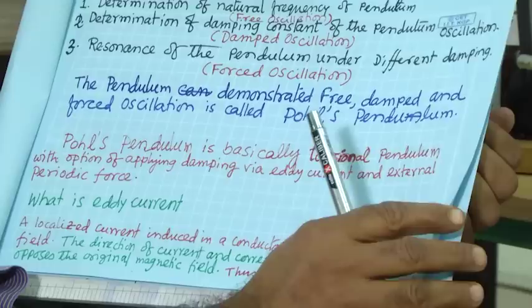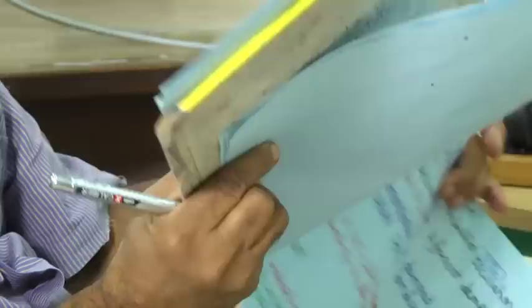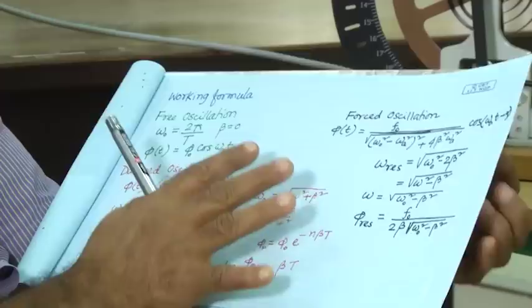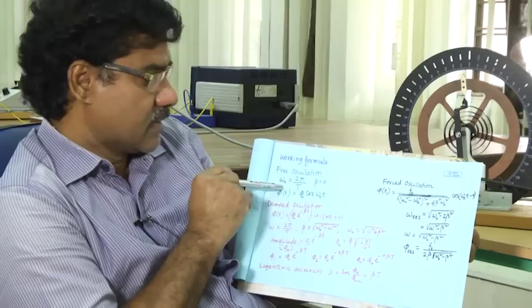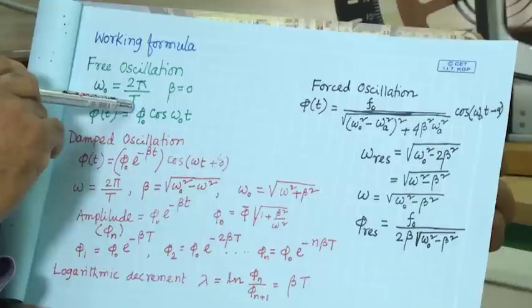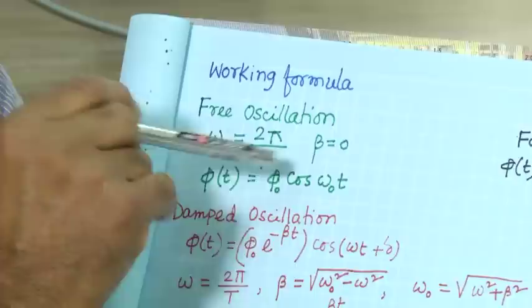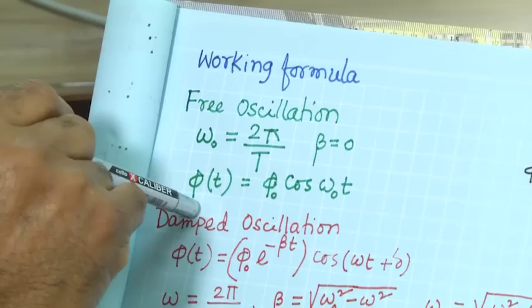So let me tell you the working formula for this experiment. What is the working formula? For free oscillation, omega 0 equals 2 pi by T. So I have to measure T. In this case, beta equals 0. So this motion will follow phi(t) = phi 0 cos omega 0 t.